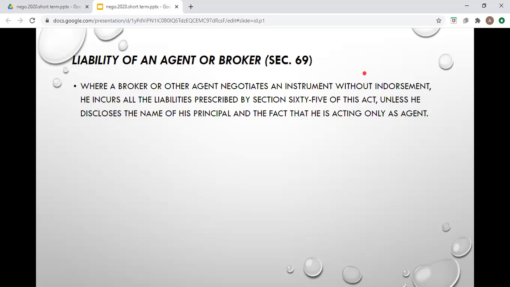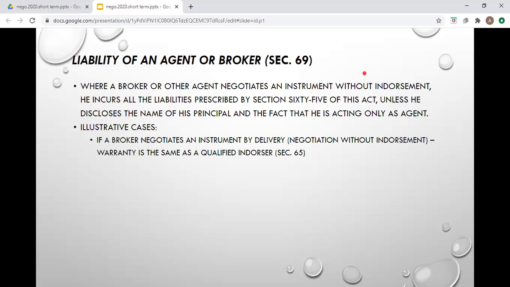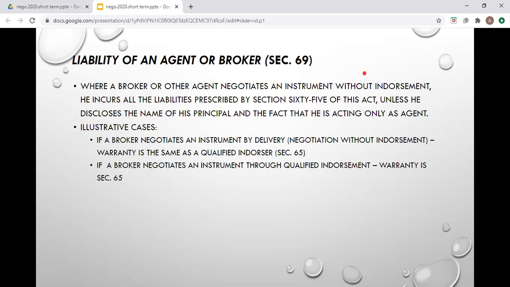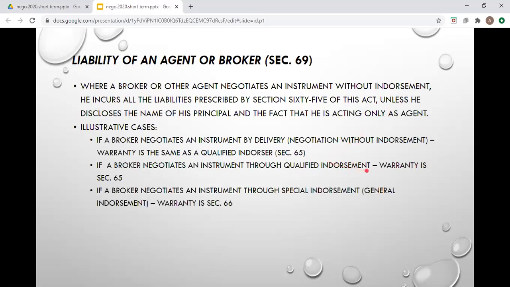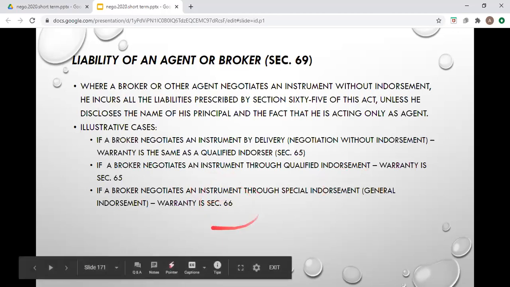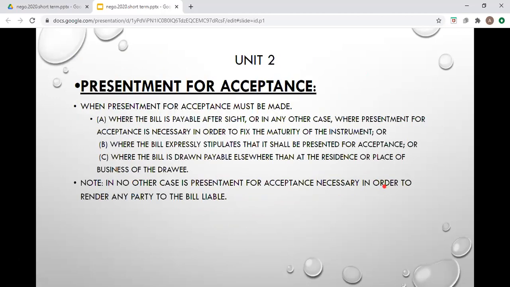Okay? Kung yung agent mo nag-negotiate through qualified, then it's 65. If yung agent mo nag-negotiate through blank, then that would be 66. So let's take a look at the illustrative cases. Broker negotiates an instrument by delivery, then that would be 65. If the agent negotiates an instrument through qualified endorsement, that would still be 65. But if the broker now negotiates an instrument through special endorsement, then that will now be Section 66. Because in this case, he will now be considered a general endorser.